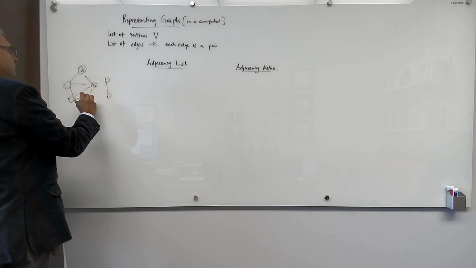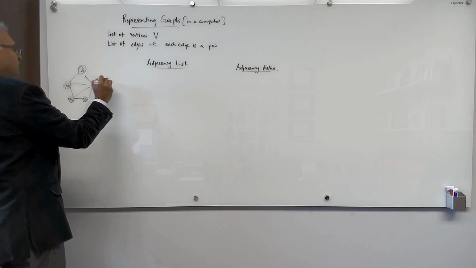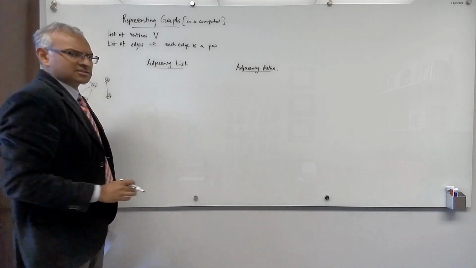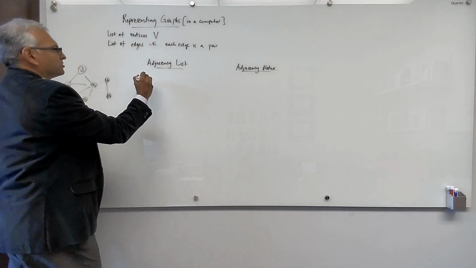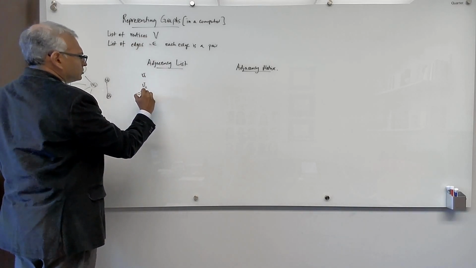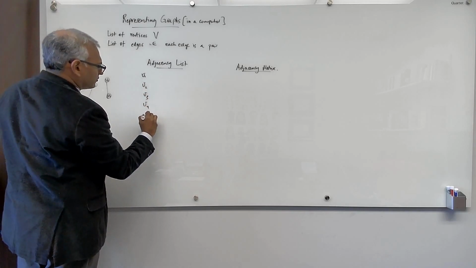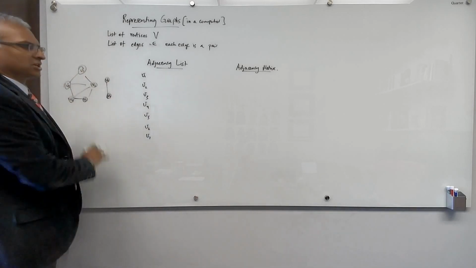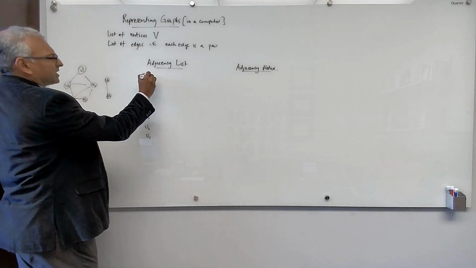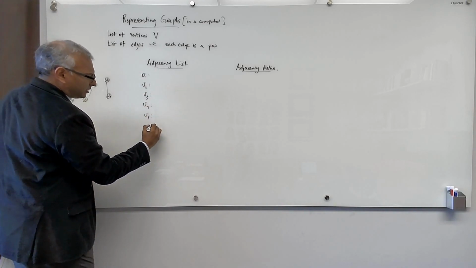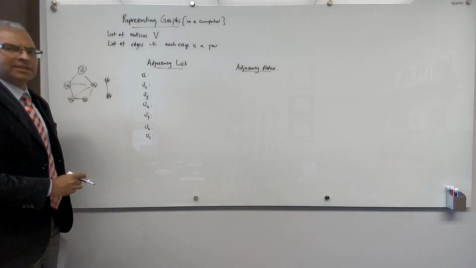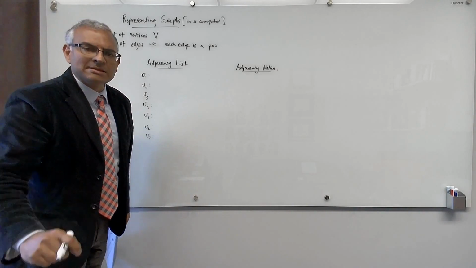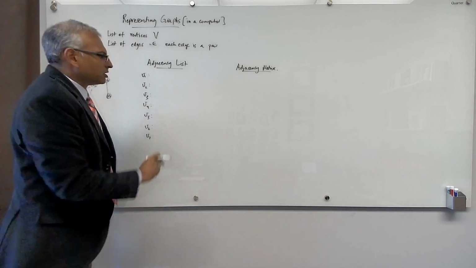V1, V2, V3, V4, V5, V6, V7. What the adjacency list does is give you a list of the vertices V1 through V7. That way I've told you what the vertices are, what the objects are, what the people are. Now for each vertex, I'm going to tell you who they're linked to. The objects that a vertex is linked to are typically called their neighbors. So I'm going to tell you the neighborhood of vertex V1.